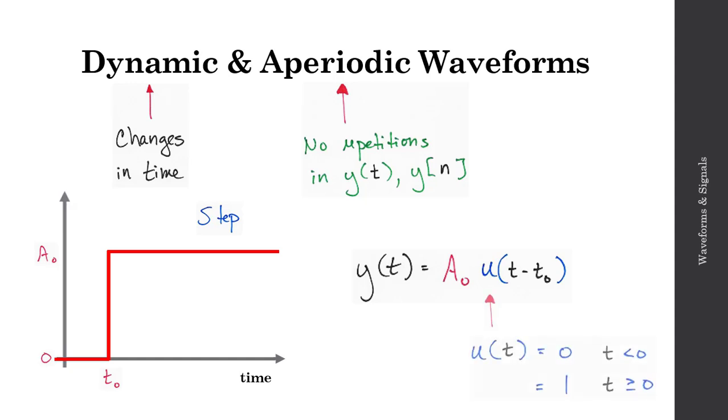I can describe u of t by the following. For a step waveform or a step function, u of t will be equal to 0 for t less than 0, and u of t will be equal to 1 for t greater than or equal to 0. Therefore, if I include this t0 in my equation for y of t, I can indicate that my step function is occurring at some other time than t equals 0. In this case, it'll be occurring at the time t0.